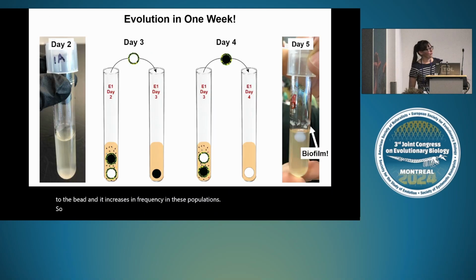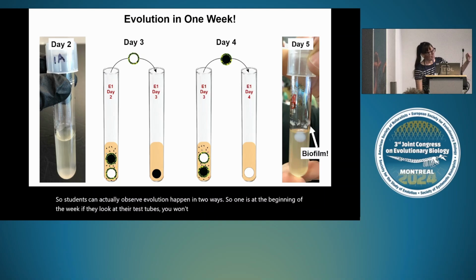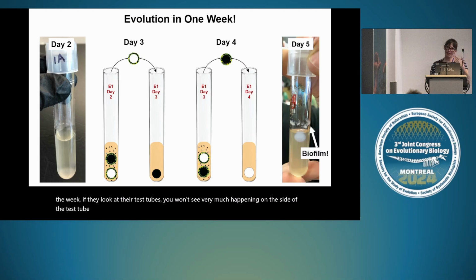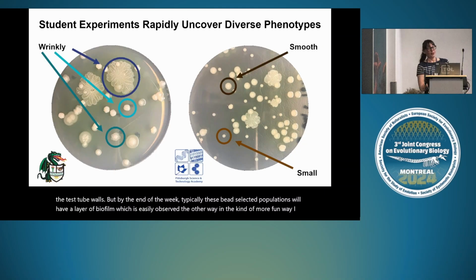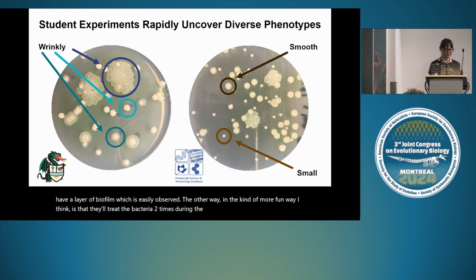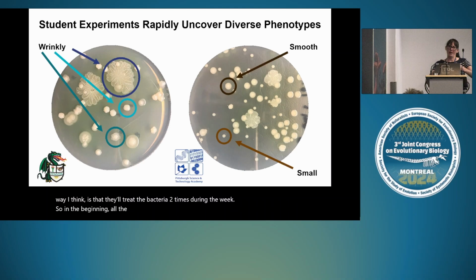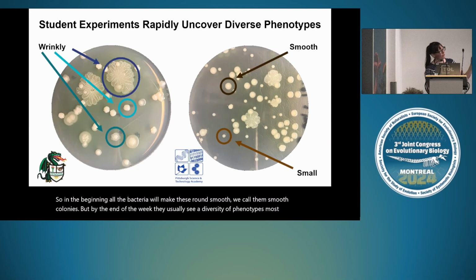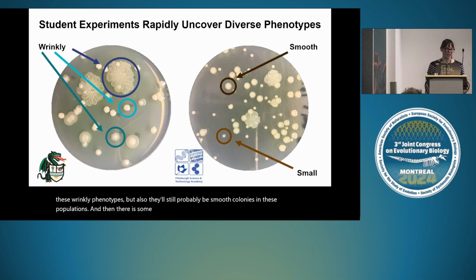So students can actually observe evolution happen in 2 ways. One is at the beginning of the week. If they look at their test tubes, you won't see very much happening on the side of the test tube walls. But by the end of the week, typically, these bead-selected populations will have a layer of biofilm, which is easily observed. The other way, and the more fun way, I think, is that they'll plate the bacteria 2 times during the week. So in the beginning, all the bacteria will make these round, smooth colonies, we call them smooth colonies. But by the end of the week, they usually see a diversity of phenotypes. Most often these wrinkly phenotypes, but also there'll still probably be smooth colonies in these populations, and then there are some other different colony morphologies that we can see.